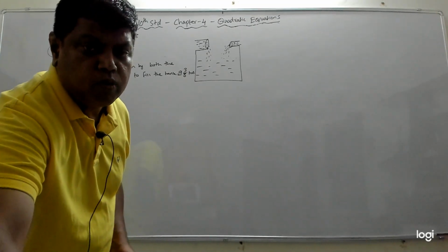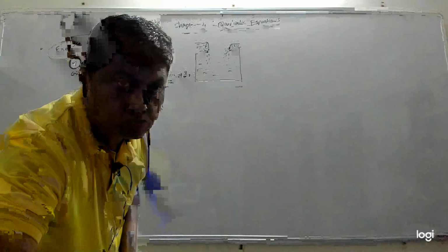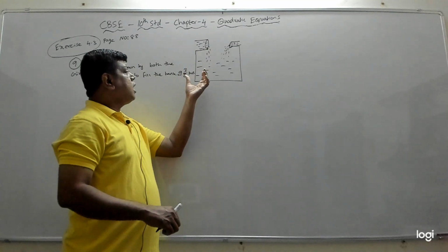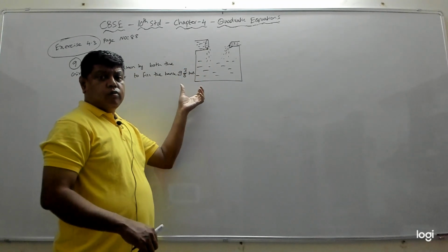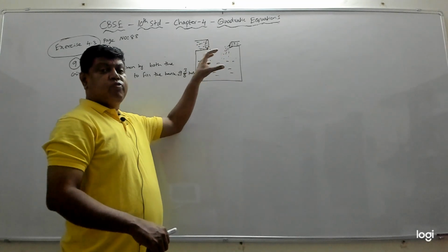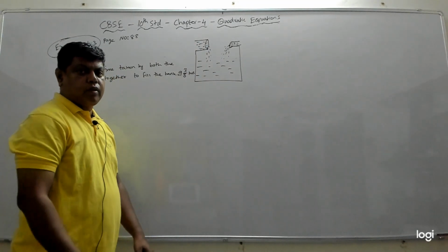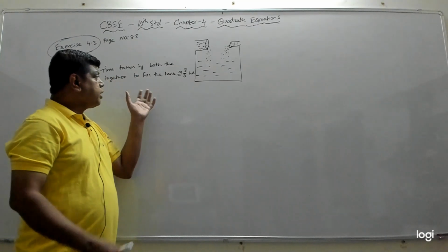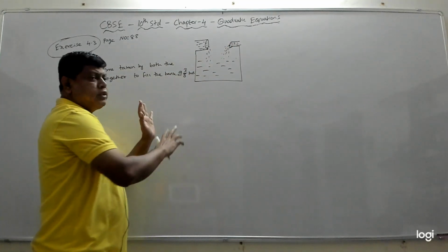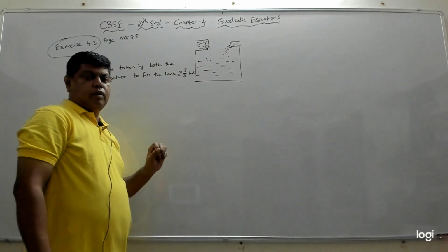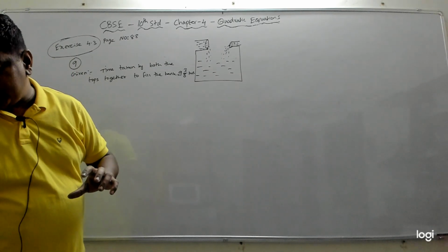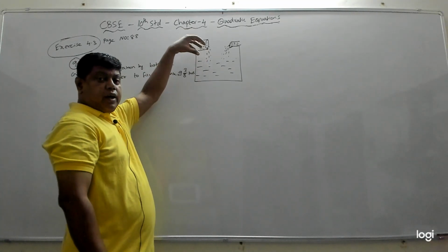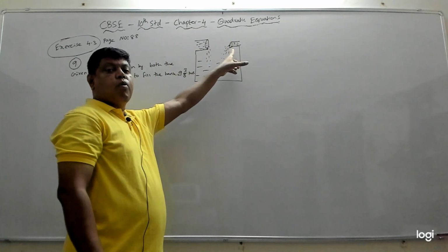Fine. Now what we need to find is how much time it will take for each tap to fill the tank separately. So here it is time taken by both the taps together. When both the taps are open together, it takes 9 3 by 8 hours to fill the tank. Our question says the tap of larger diameter, this tap alone, can fill the tank 10 hours less than the time taken by this smaller tap to fill the tank.